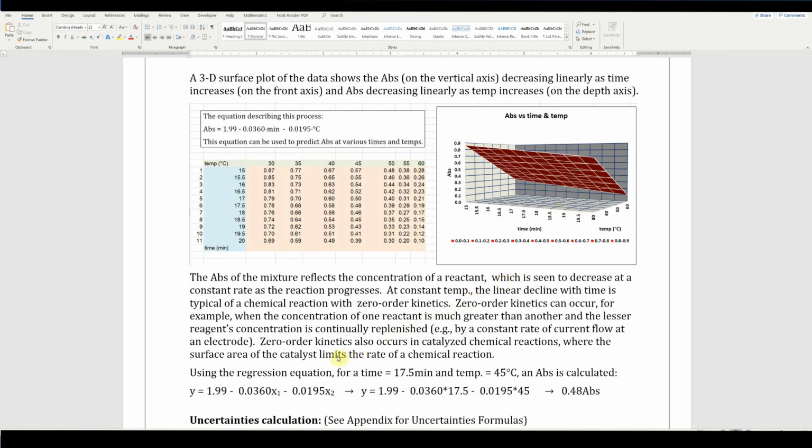Another case where zero-order kinetics occurs is in catalyzed chemical reactions, where the surface area of the catalyst is a fixed size, the catalyst surface is saturated, and so the reaction can only proceed at a fixed rate. And we'll learn more about this later, but this is a classic case of a zero-order kinetics reaction. In any case, here's the equation of the line.